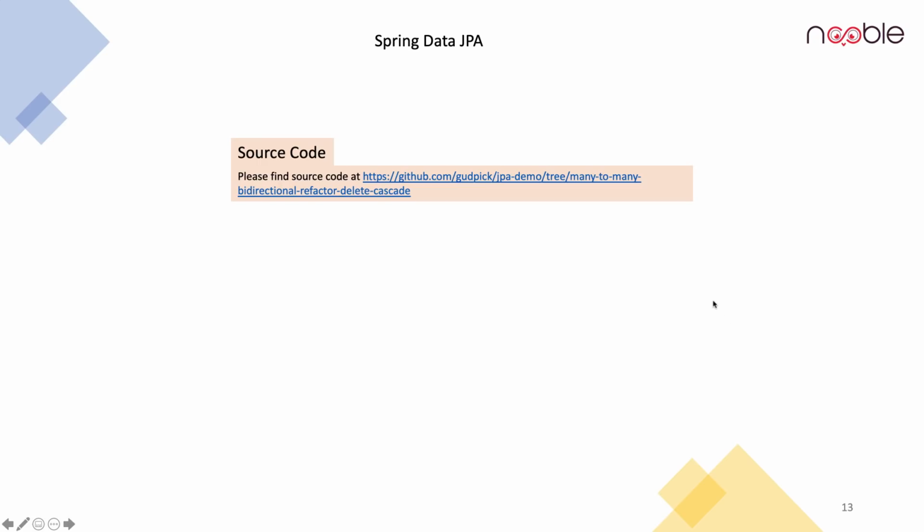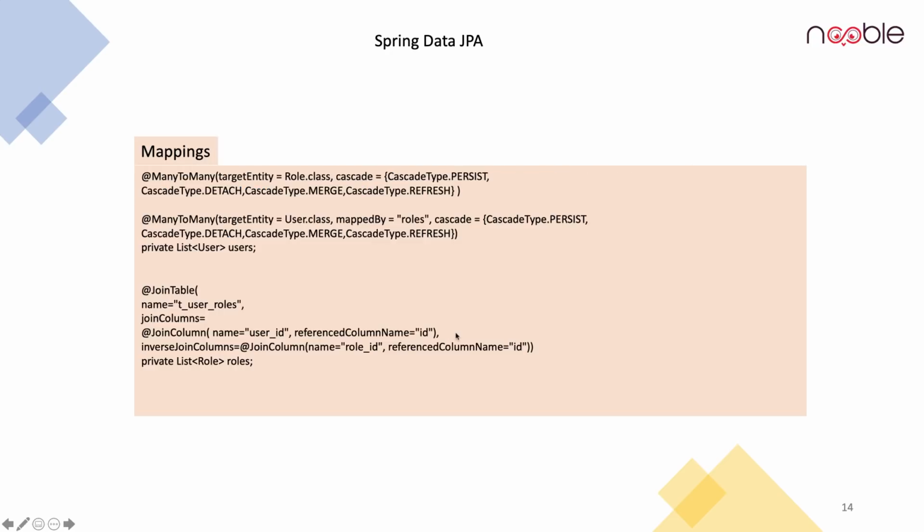Now you can find the source code to this section in this branch. Go check it out and do some exercises for yourself. Now let us see the way we have defined the mappings. See the cascade type. Cascade will take in an array. We are giving persist, detach, merge and refresh. You can see that all except for all and remove, we have given everything.